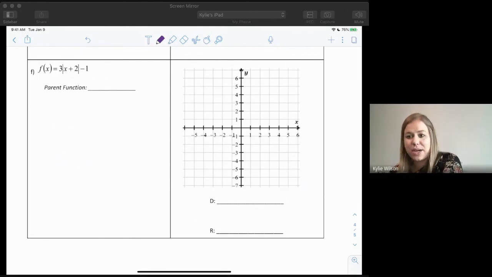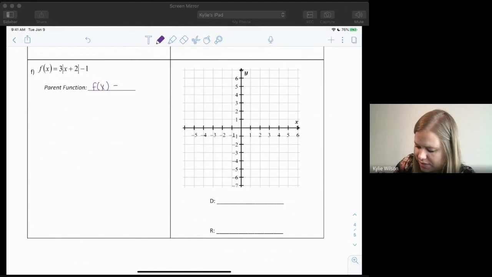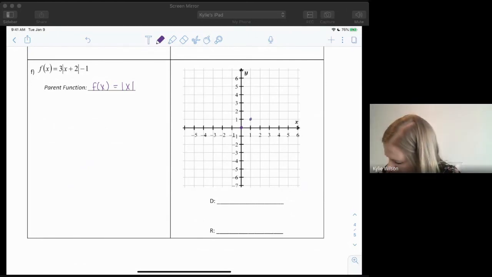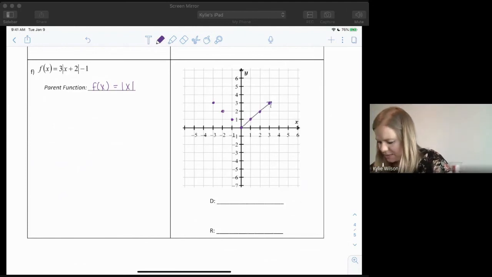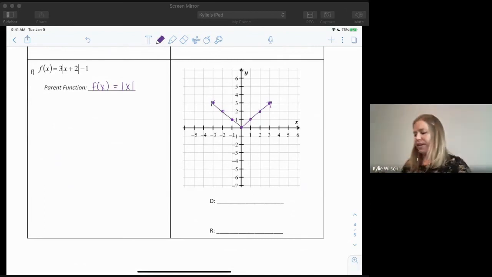Okay, so our last one, we have f of x equals 3 absolute value of x plus 2, minus 1. So first thing we have to do is identify our parent function. So in this case, f of x is absolute value of x. So let's start by drawing our parent function on the graph. So remember, our absolute value is this funny shape here that looks like this. There we go.